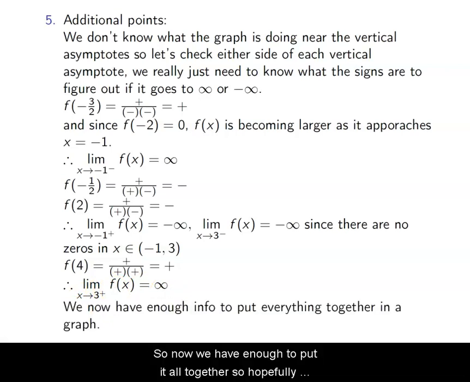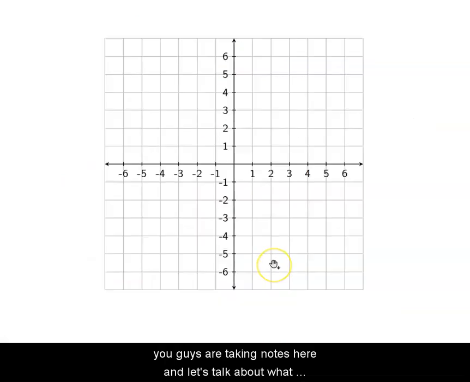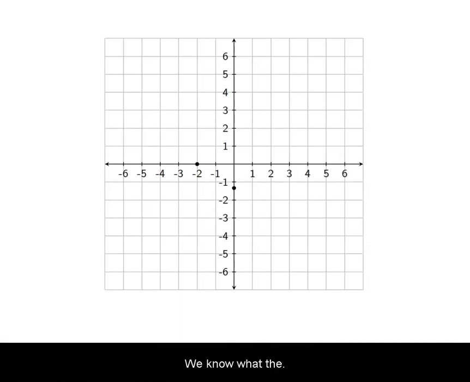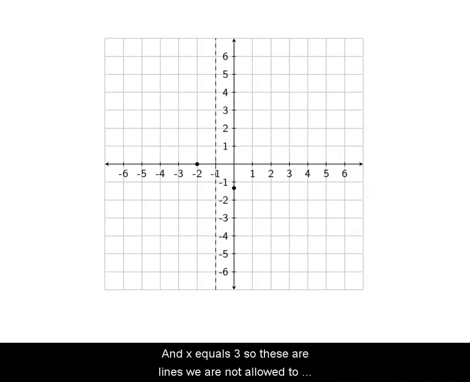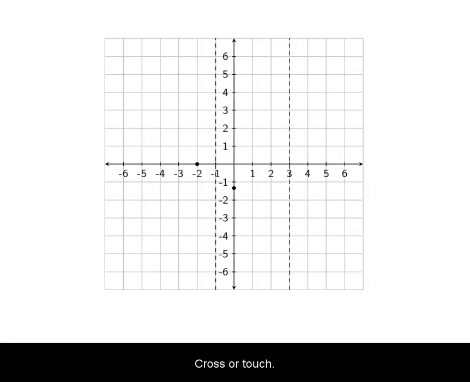So now we have enough to put it all together, okay? So hopefully you guys are taking notes here, and let's talk about what happens. All right, so we can start with our one known value, which is the x-intercept. We also know the y-intercept, which is -4/3 or -1 1/3. We know what the vertical asymptotes are, right? x equals -1 and x equals 3. So these are lines we are not allowed to cross or touch.